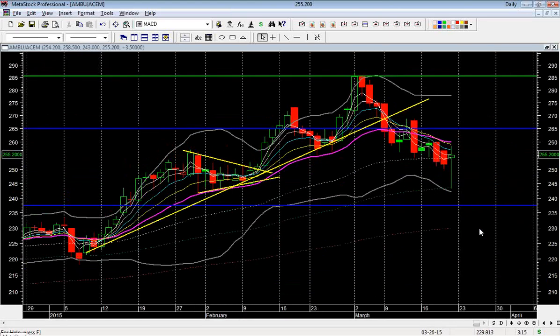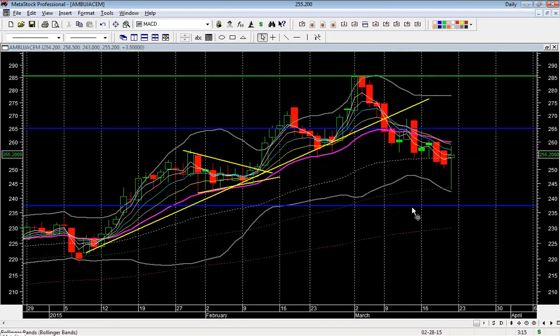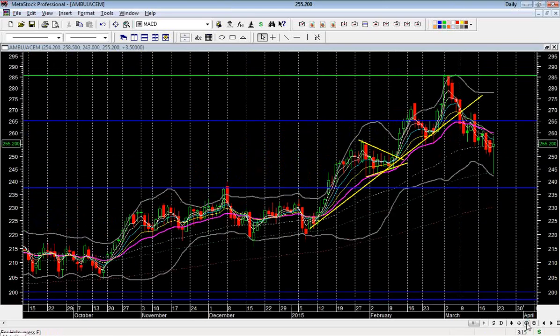Ambuja Cement probably has the same thing. Yep, you can see a very long lower shadow. So some short-term strength I think is there, but again look at the 100-day moving average there showing a lot of strength.